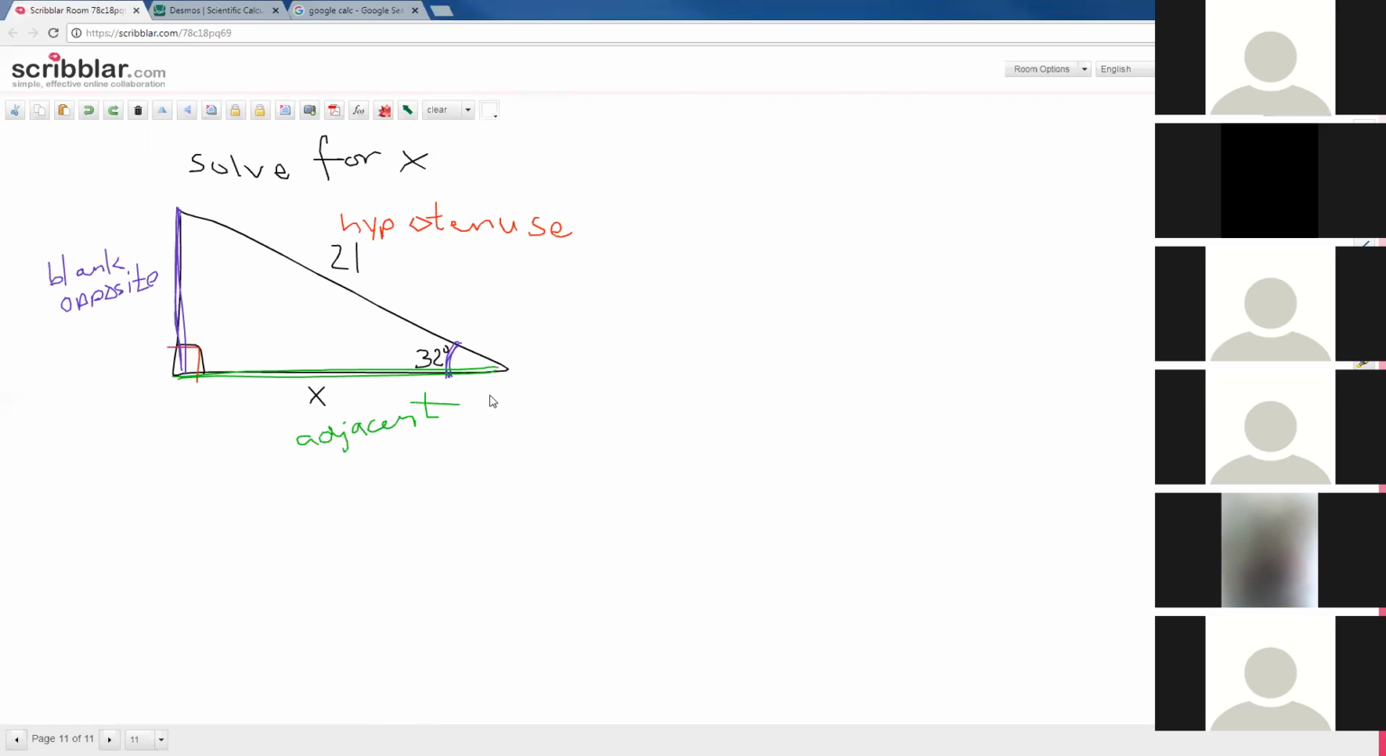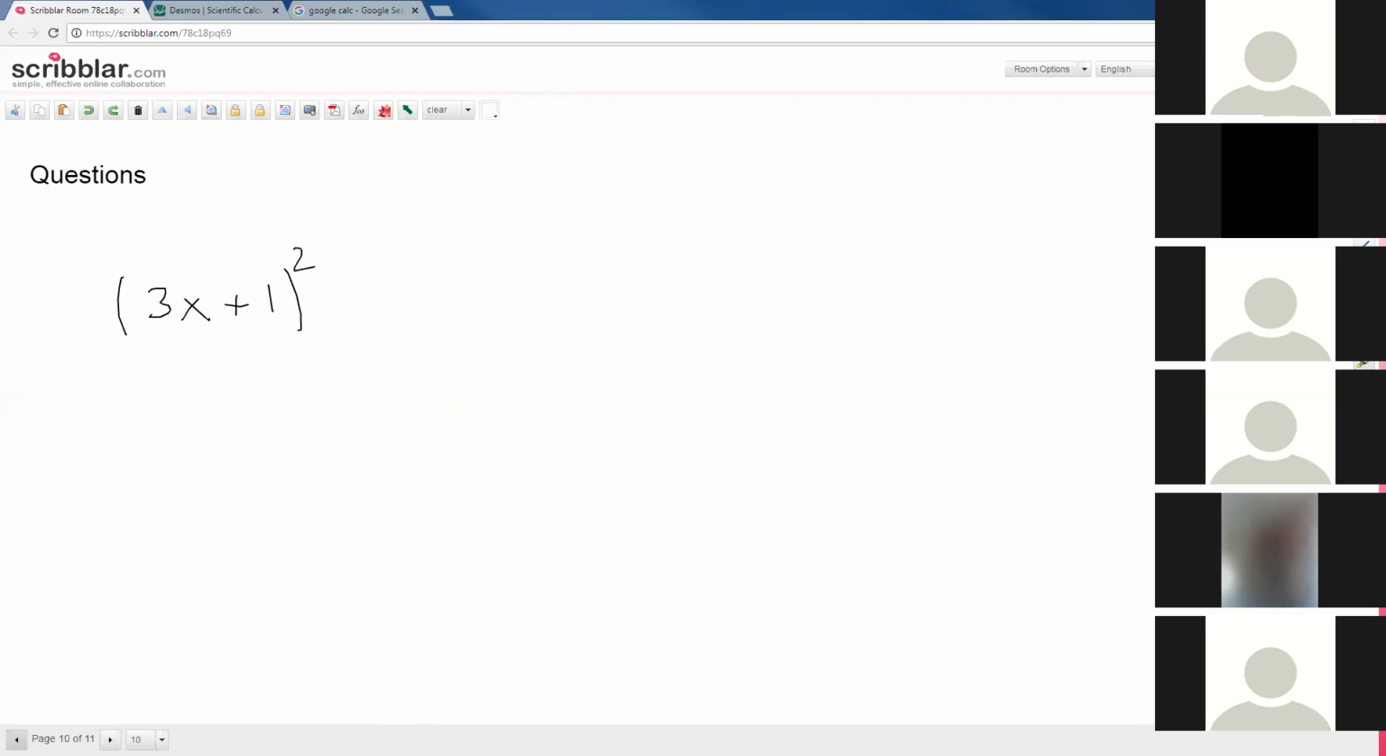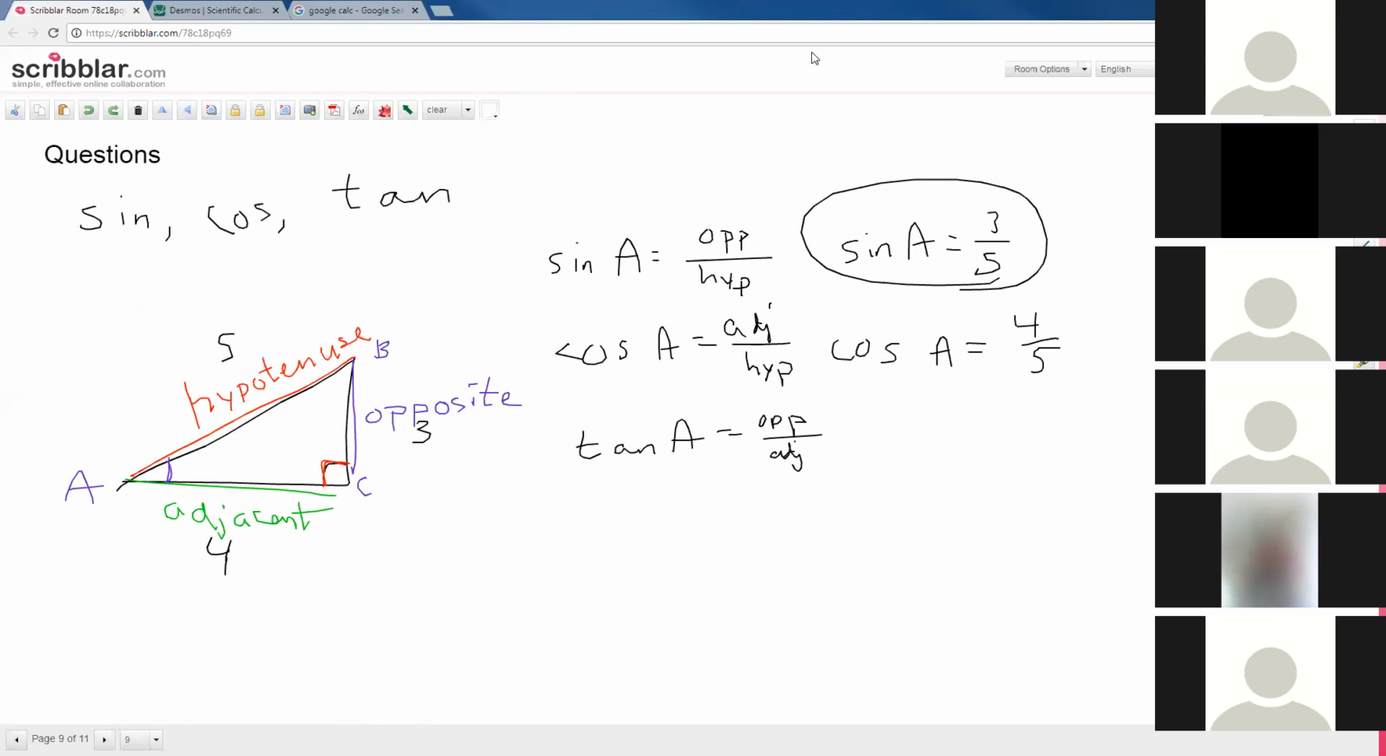I usually identify all three just because it's easier, but anything that's blank, we don't actually need. The opposite doesn't matter because they didn't give us any information about it. So we have adjacent and hypotenuse, and we need to know which trig formula can we use for adjacent or hypotenuse. Since you probably don't have them memorized, I'm going to go back to the page where I have them written down. So sine, cosine, or tangent, which one of those uses adjacent and hypotenuse?